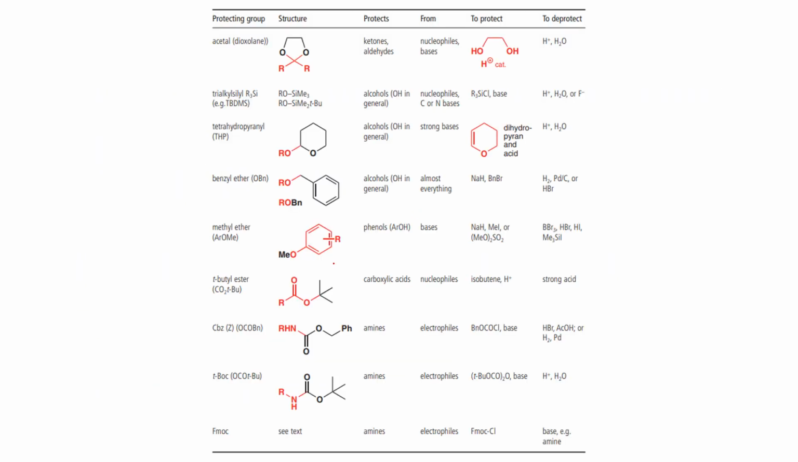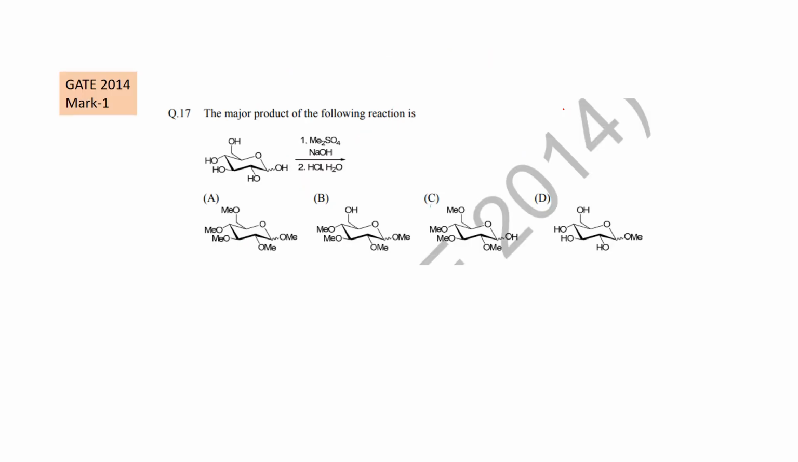Here there is a list. You can take a screenshot of that also. Here I have shown which type of protecting group, how they look after protection, which type of protecting group can be used for which type of functionality, how they can be deprotected, and what the protecting reagents are. So I have compiled that. You can take a screenshot of this one. So let's go to some questions to solve.